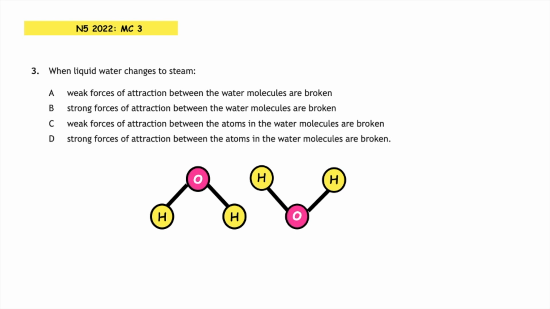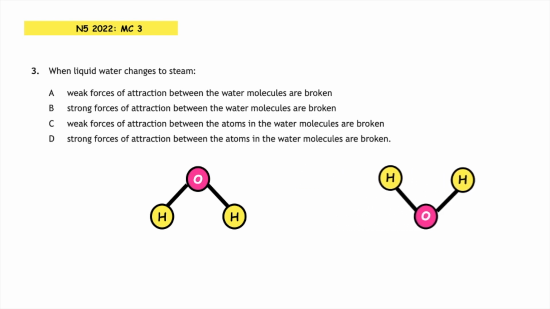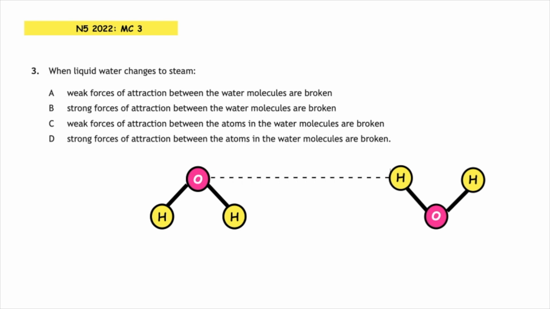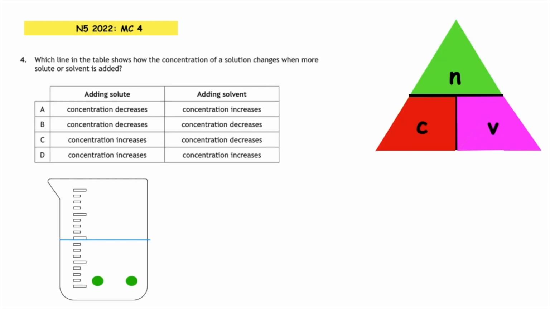Multiple choice 3 asks when liquid water changes to steam, and this is us looking at states of matter going from liquid to gas. Now when we think about water, the formula is always H2O, which means that the covalent bonds within the molecule that hold the atoms together are not broken. So therefore it's only the weak intermolecular forces, the bonds between the molecules, which must be broken. They get further apart.